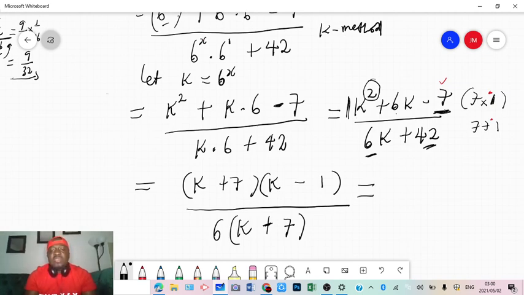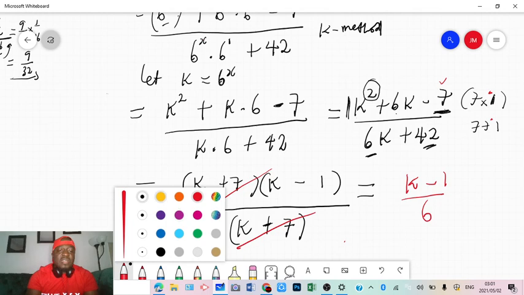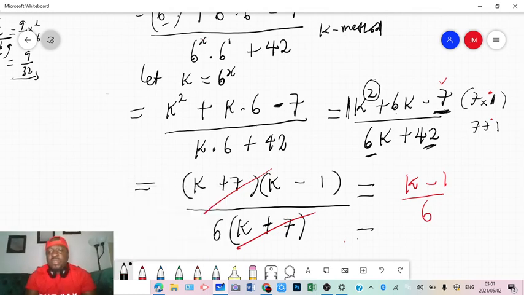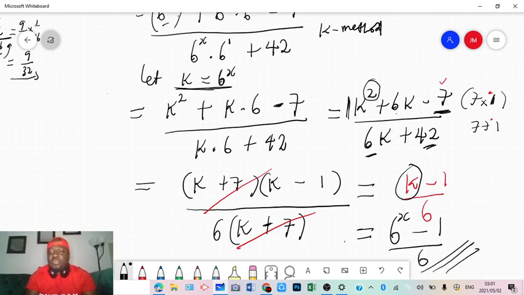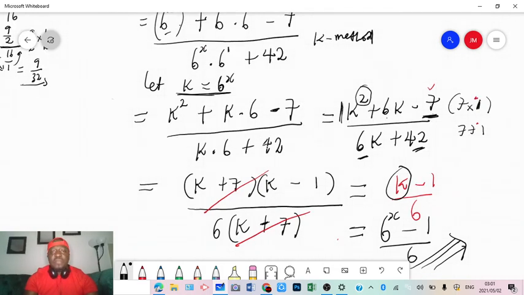So as we see, the top and the bottom, I do have a common bracket that I can cancel out. My k plus 7 and my k plus 7, leaving me with (k minus 1) over 6. But that does not end there. That is not the end of your solution. Remember, you chose that k must be equal to 6 to the power x. So let's bring that guy back and replace it here. So it's going to be (6 to the power x minus 1) over 6. That will be your final solution.